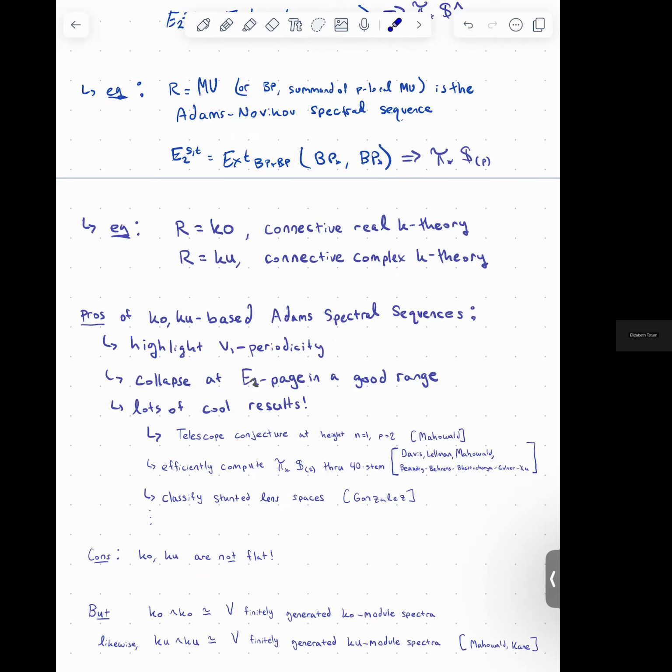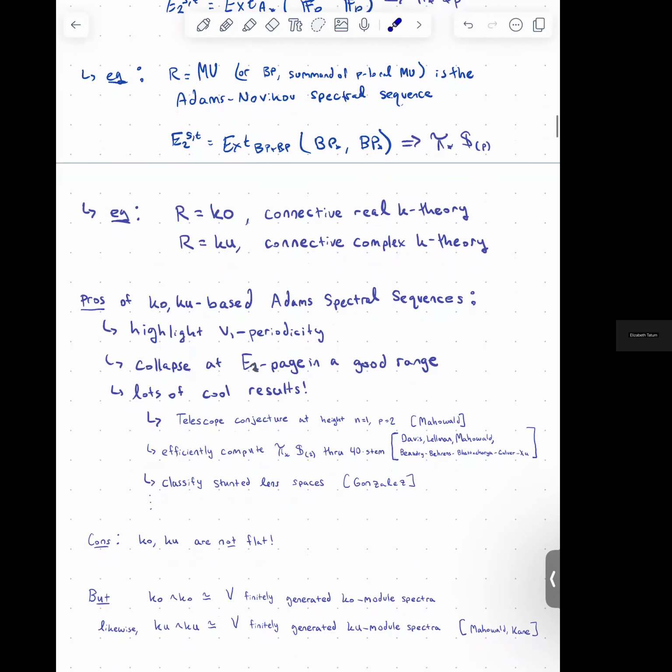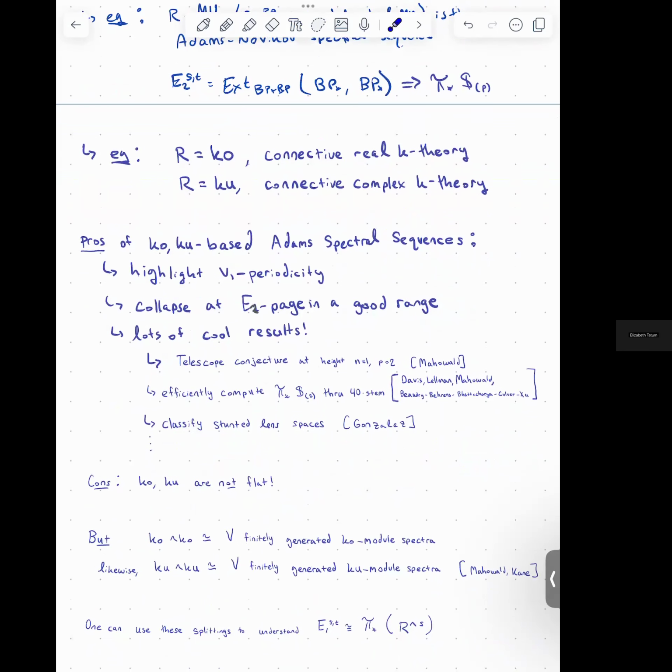It's not so bad. KO smash KO splits as a sum of finitely generated KO module spectra. So you don't just have a sum of copies of KO, but you do have a sum of copies of KO smashed with some finite spectrum. And it's sort of the same thing for KU: KU smash KU splits as a sum of finitely generated KU module spectra. This is due to Mahowald and Kane. And then what one can do is use these splittings to understand the E1 page of the respective atom spectral sequence.